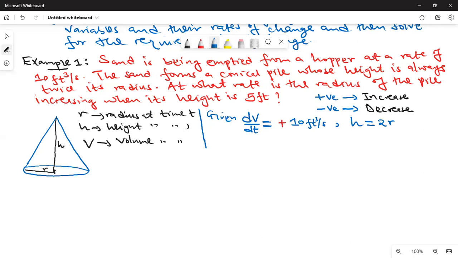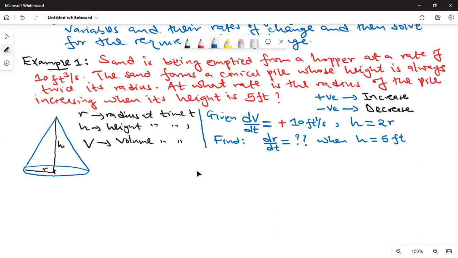And what are we asked to find? We are told to find at what rate the radius of the pile is increasing. Find the rate at which the radius is increasing. That's what we need to find, when the height is equal to 5 feet. So I have summarized that information up here. Now, we are talking of dV/dt, which we know, and we need to find dr/dt. That means I need to know a relation, an equation relating V and r.